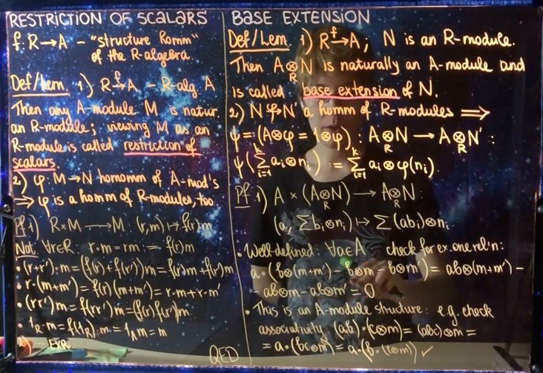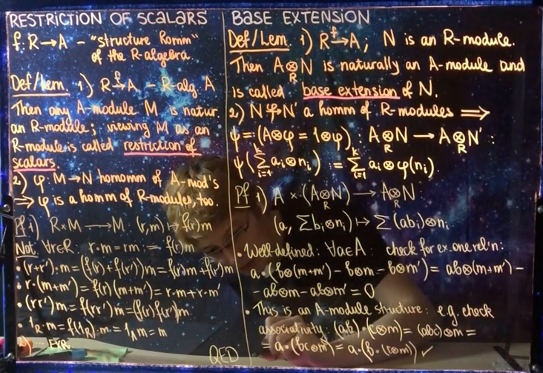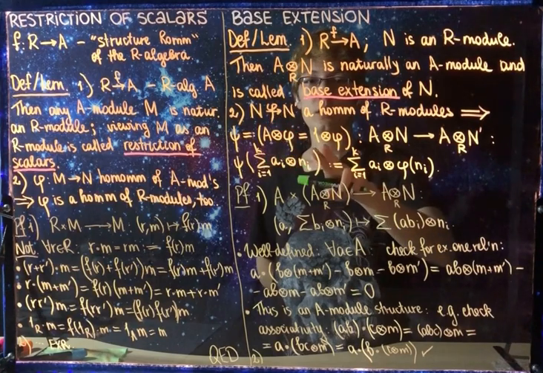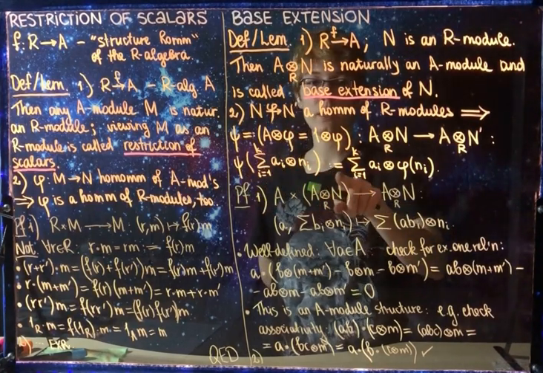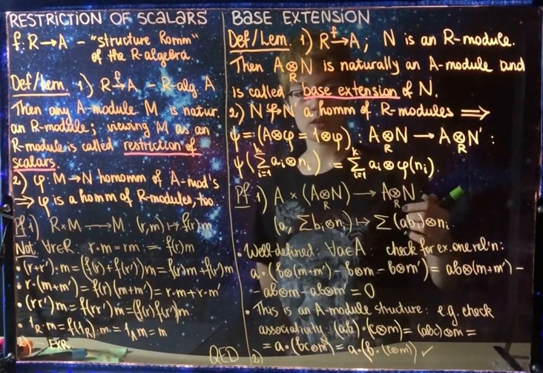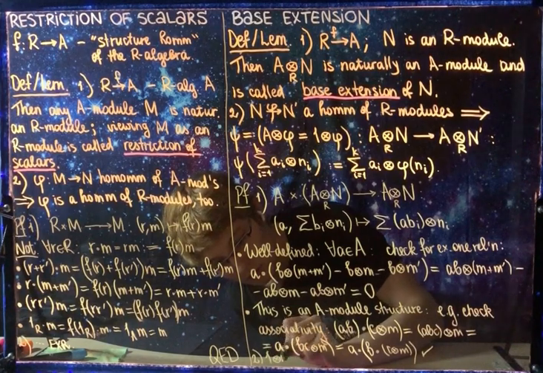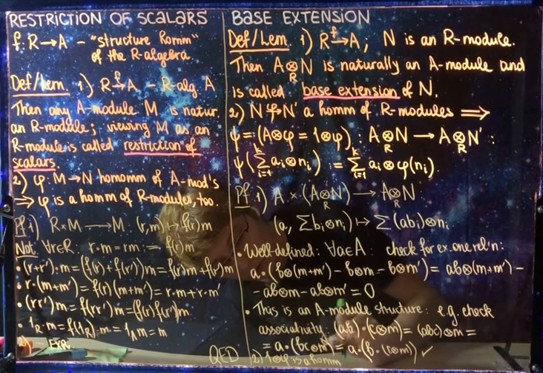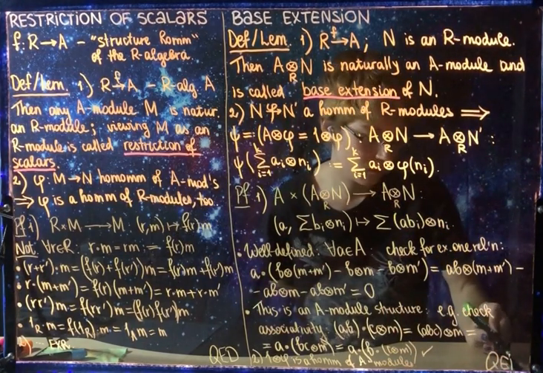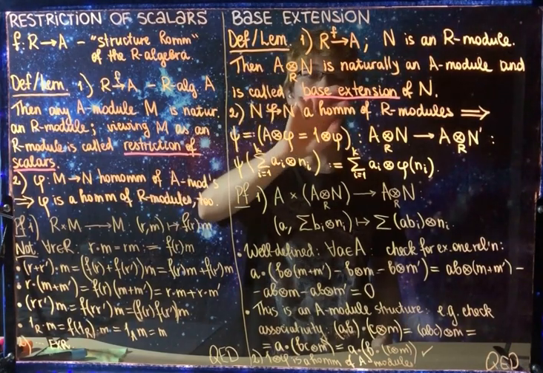In a similar way, we check all other module axioms for A tensor M. And to prove the rest of this lemma, you would need to check that one tensor phi, or psi defined on this line, is a homomorphism of R modules. And you would see that all the checks are almost repetitive. And this is the end of the proof. And we proved that this operation of base extension is well defined.